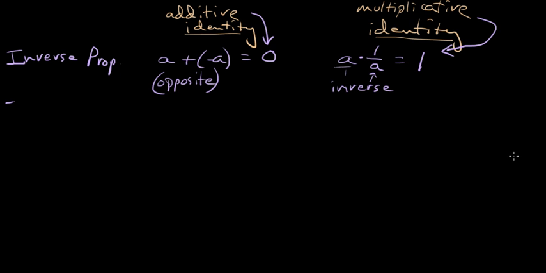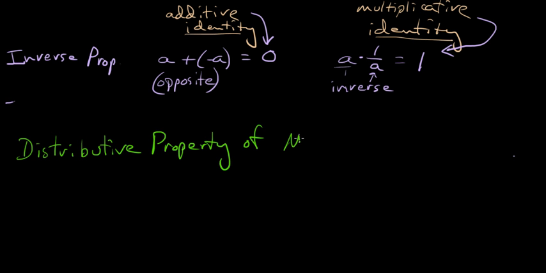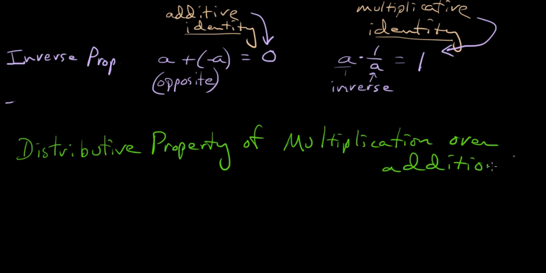And then, of course, the granddaddy of them all, the distributive property. This is the one that people forget the most. The distributive property of multiplication over addition. That's the big name. That's the full name. Okay? The distributive property of multiplication over addition just means this: A times (B plus C) equals AB plus AC.